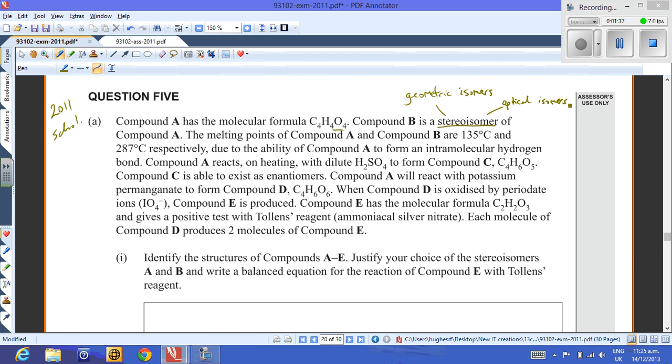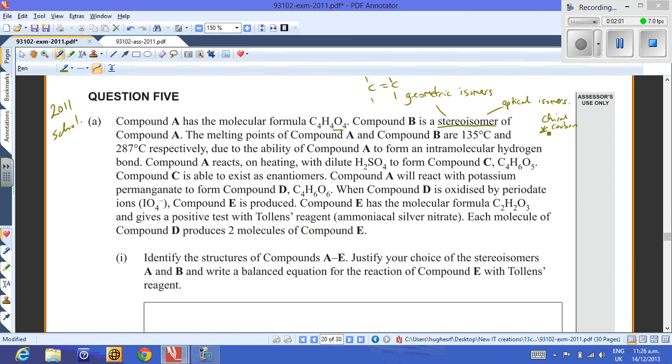That's a bit of a hint, because geometric isomers are going to have a carbon-carbon double bond, and then you're going to have 4 different groups attached to those carbons with the double bond. So you need to be aware of that. Optical isomerism will have a chiral carbon, and a chiral carbon has 4 different groups attached to it. So there's some information to bear in mind.